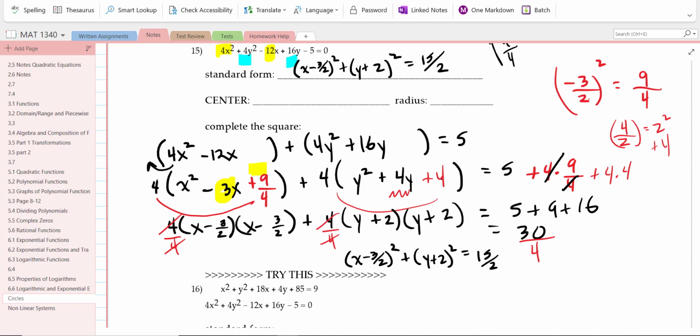Okay. What's the center? There you go. 3/2, negative 2. So you can have fractions in there. What's the radius? What do we always do with that number? Take the square root of it, right? So that's just the square root of 15/2, and that's good enough. You can leave it like that. Okay, that's how that goes.